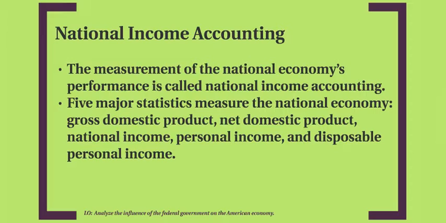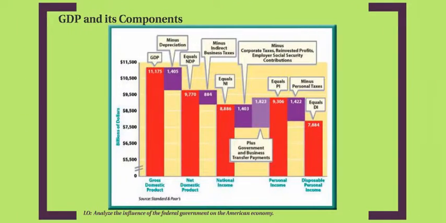5 major statistics measure the national economy: gross domestic product, net domestic product, national income, personal income, and disposable personal income. So here you can see the GDP and its components. Over on the left, you've got your gross domestic product. If you subtract out depreciation, you end up with the net domestic product.